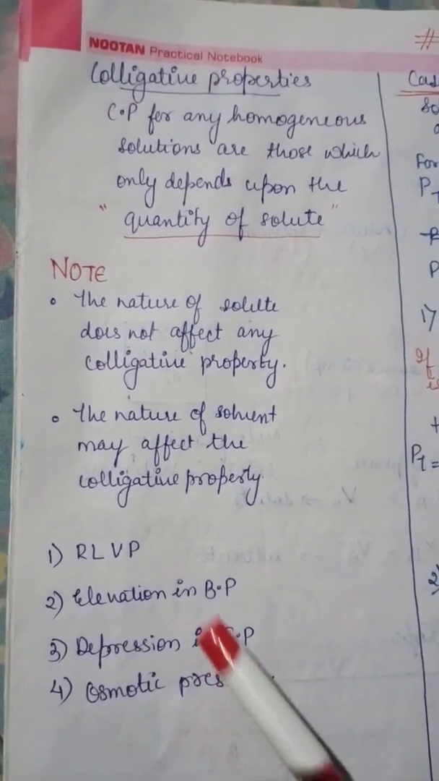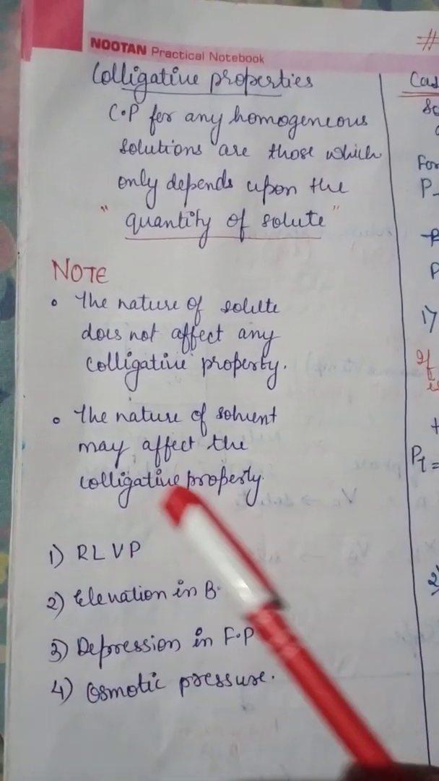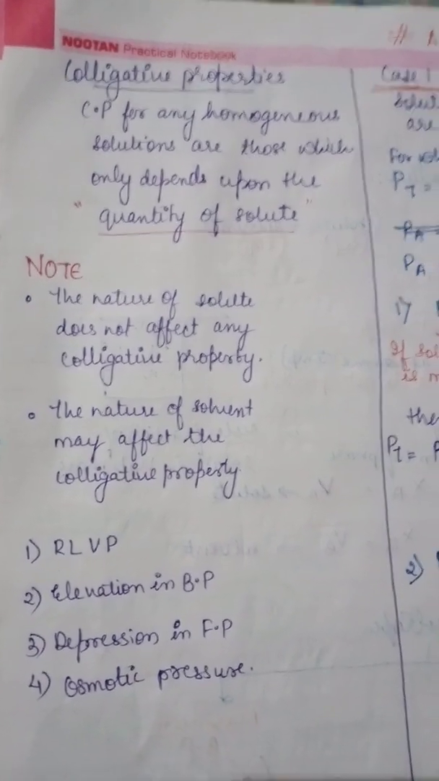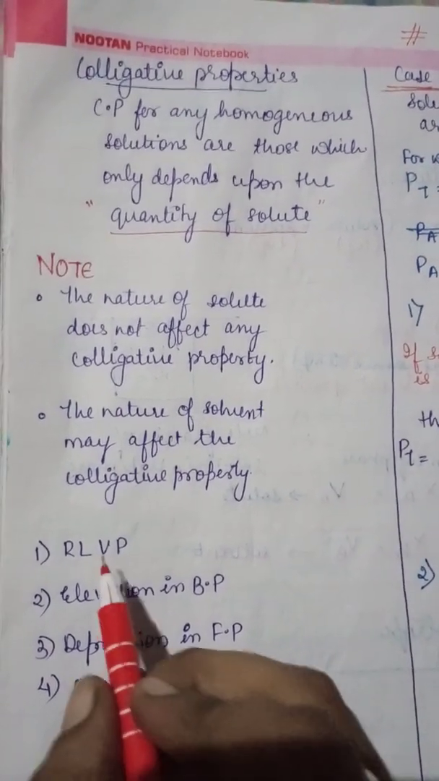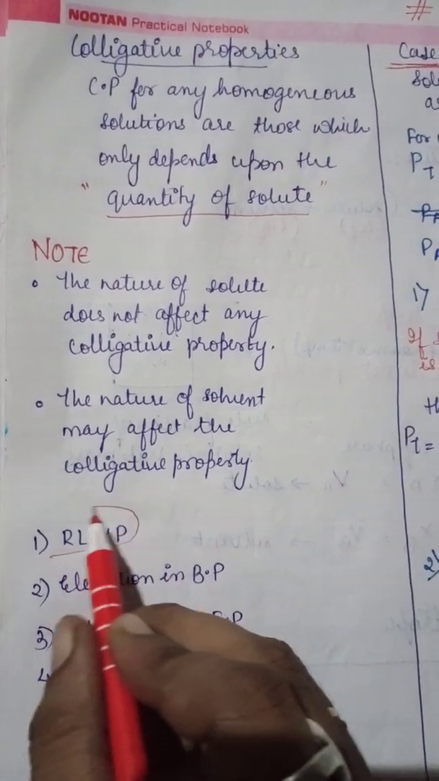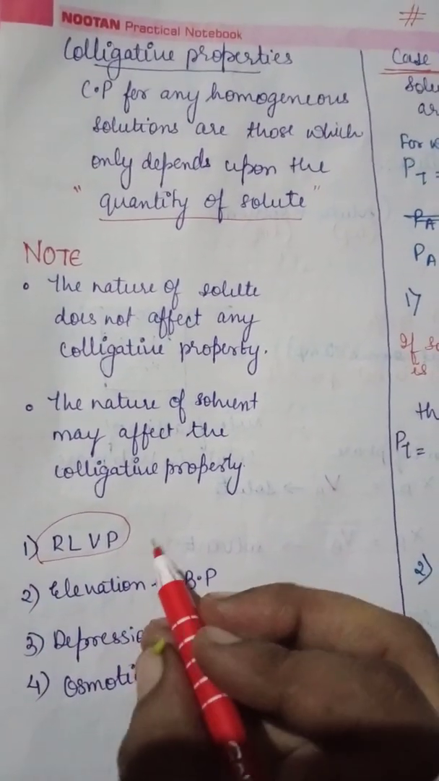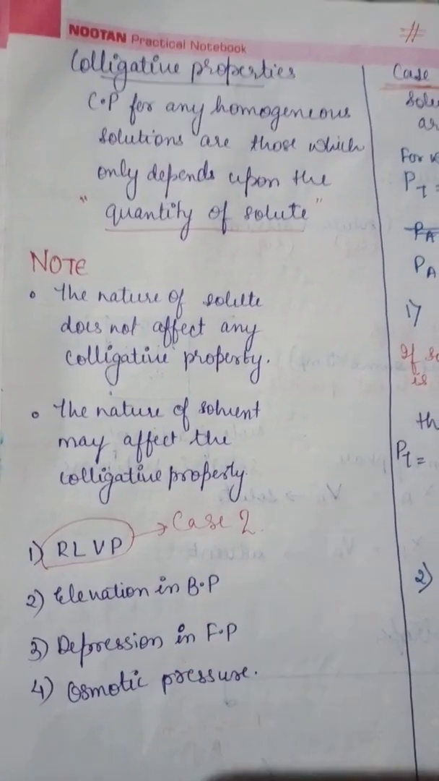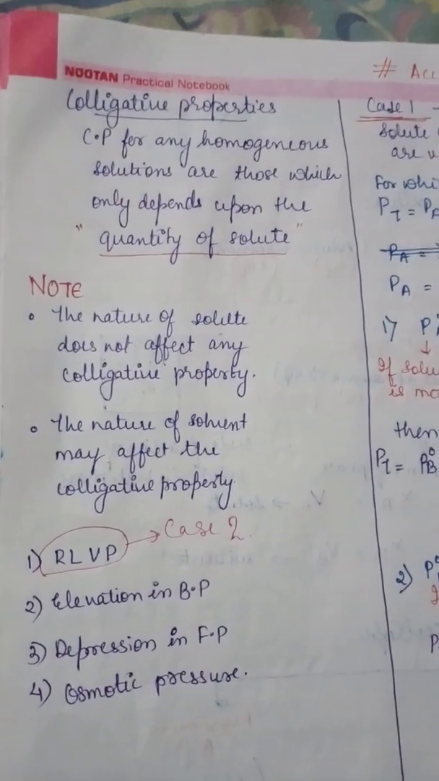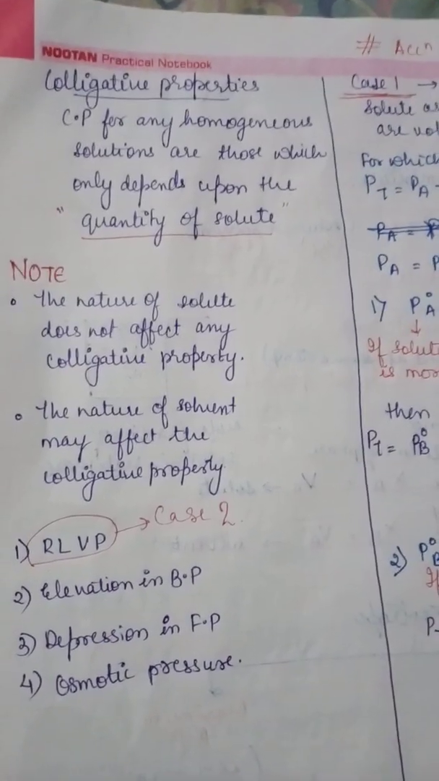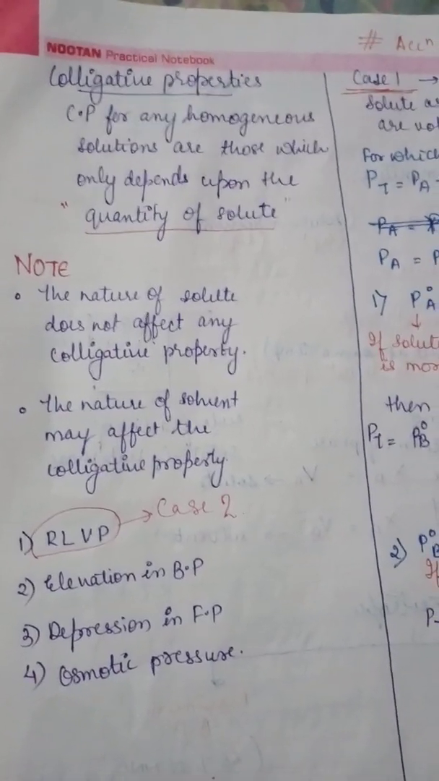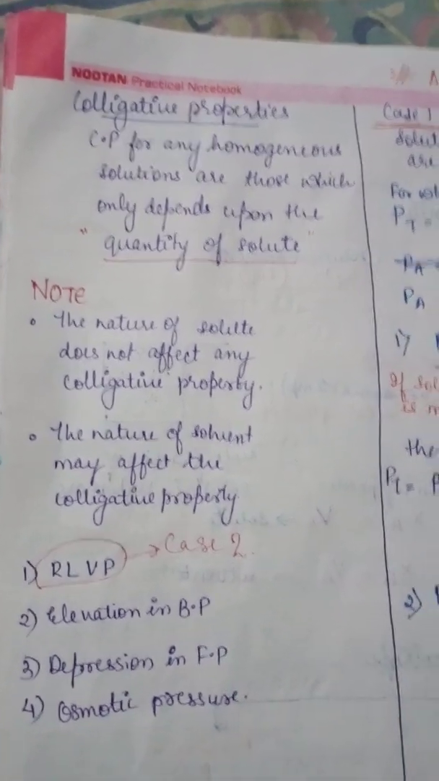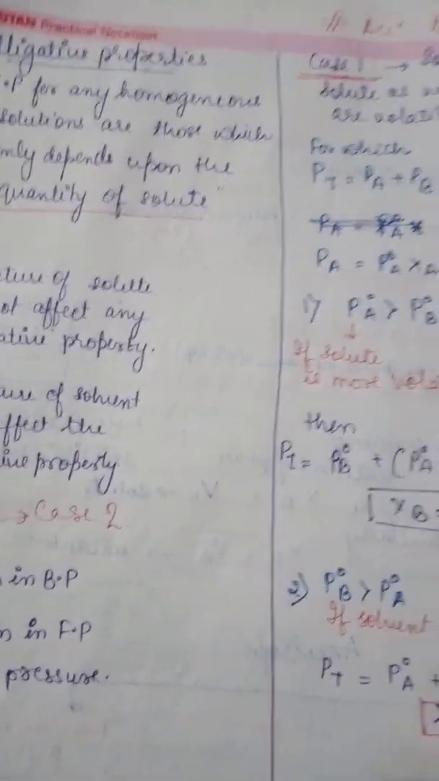Before we start these colligative properties, I want to explain the previous part of Raoult's law, because the first colligative property is actually the second case of Raoult's law. That is why I have not explained this part in the class, because initially I explained Raoult's law on the basis of a volatile solute.